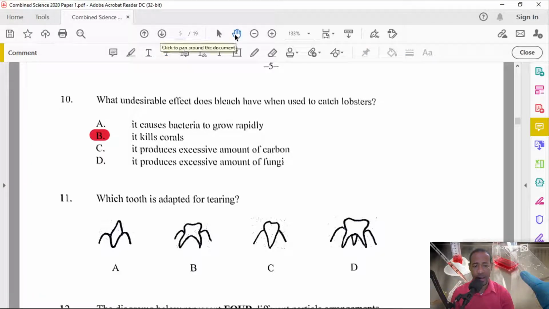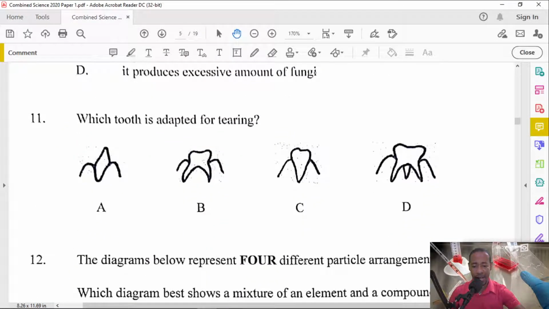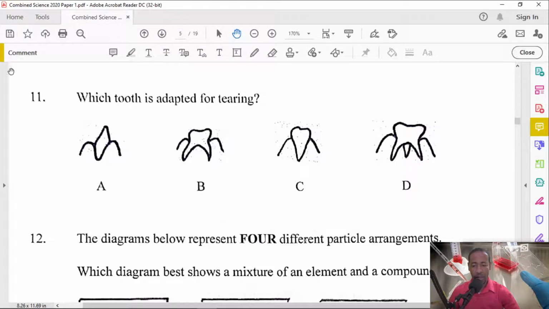All right. So let's go to question number 11. And question number 11 reads, which tooth is adapted for tearing? We're talking about tearing. Okay. And so here we have a canine, and canine is definitely for tearing. All right, so this will be our option here. Here we have a premolar. All right, here we have an incisor, and then we have a molar.